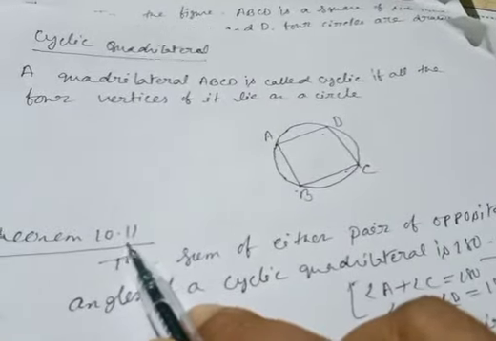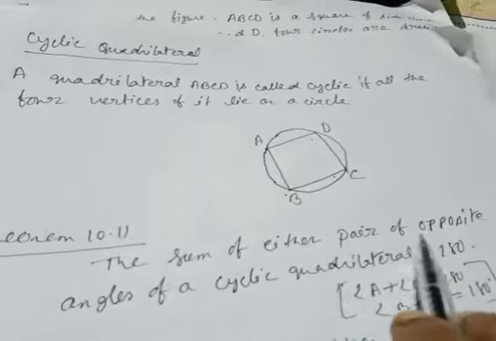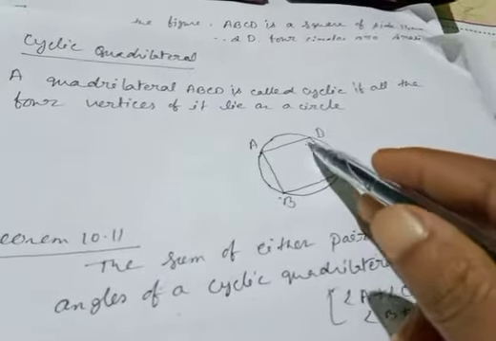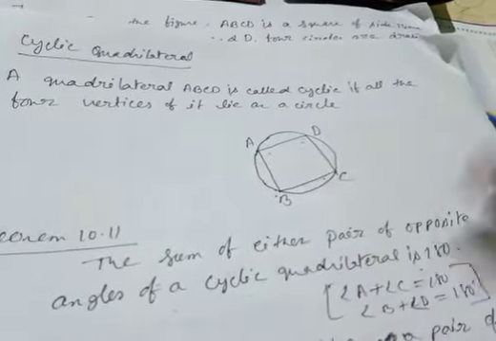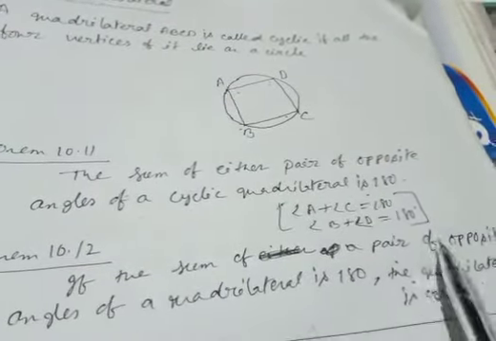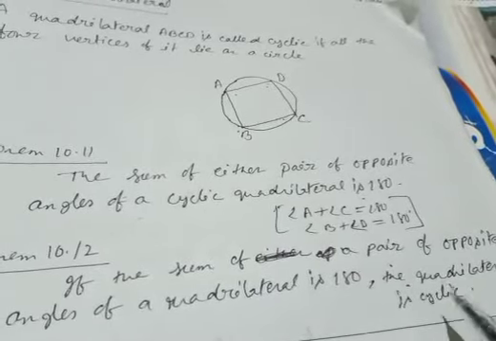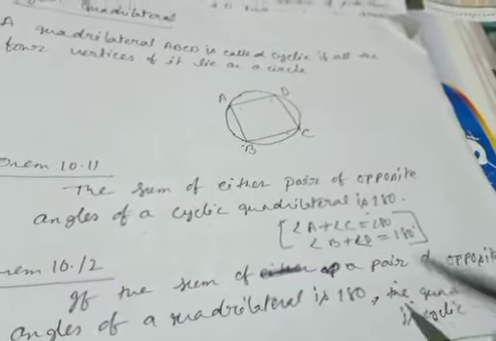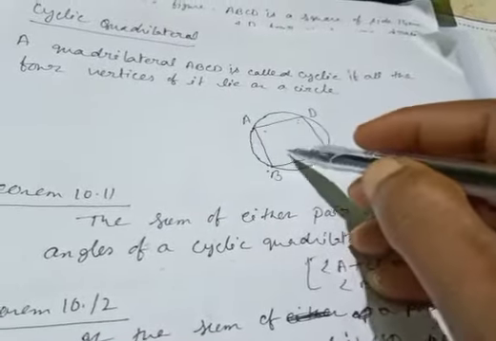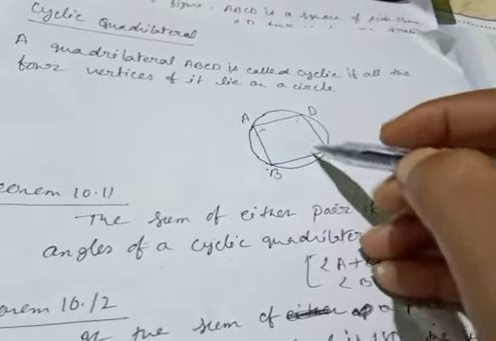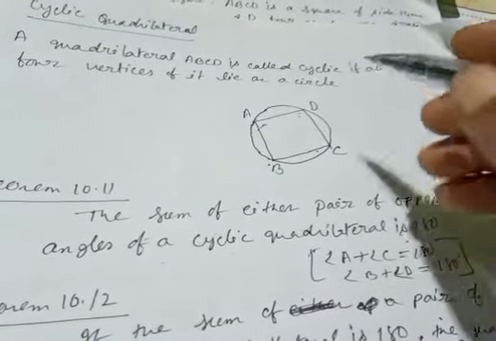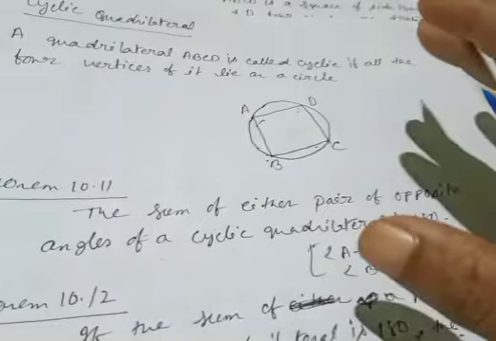So theorem 10.11, the sum of either pair of opposite angles of a cyclic quadrilateral is 180 degree. That means sum of angles B plus D is 180, sum of angles A and C is 180 degree. The converse of this is also true, that if the sum of a pair of opposite angles of a quadrilateral is 180 degree, then the quadrilateral is cyclic. Suppose you have a quadrilateral like this, all four vertices lie on the circle, and the sum of the opposite angles is 180 degree, then you can say that it is cyclic. If cyclic, then the sum of the opposite angles is 180 degree. If the sum of the opposite angles is 180, then you can say it is a cyclic quadrilateral.